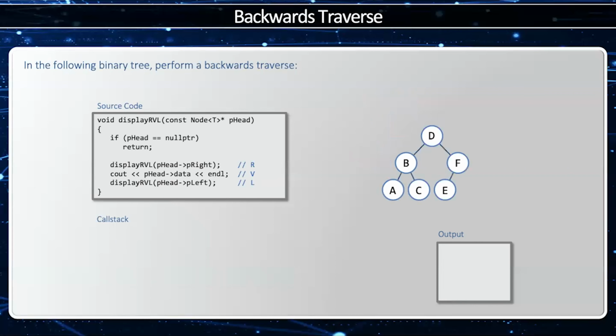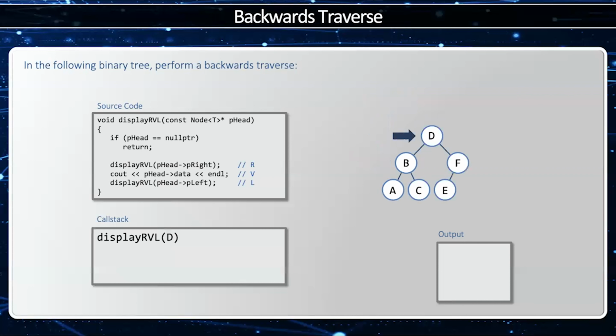So I'm first going to call visit RVL on D, and that immediately takes me right. And then I will call it on F, and I'll go right, but there's nothing to the right. So then I'll visit myself and I'll display F. And then I will go left, and left will take me to E. So E, first I'll go right, but E has no right child.